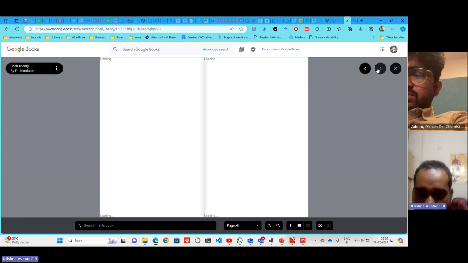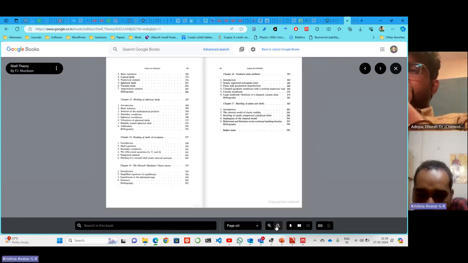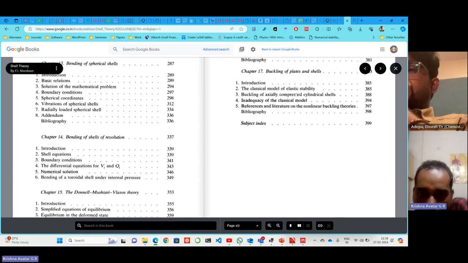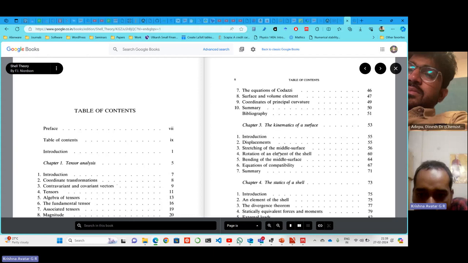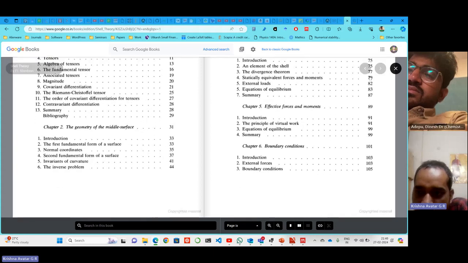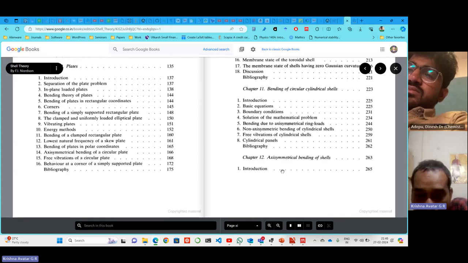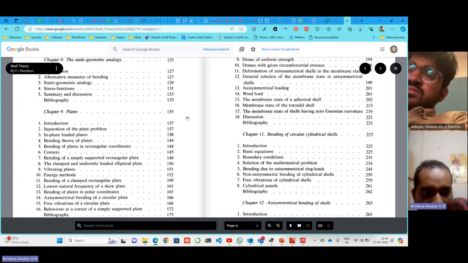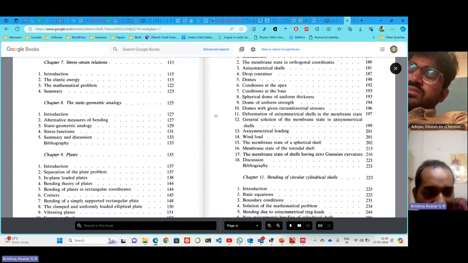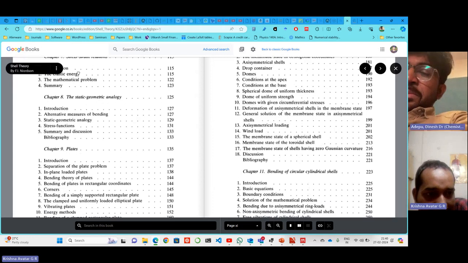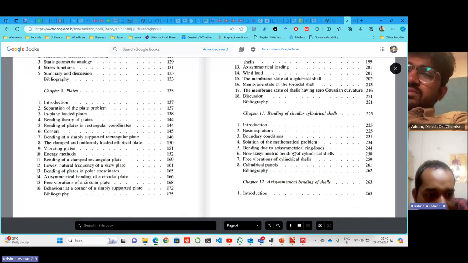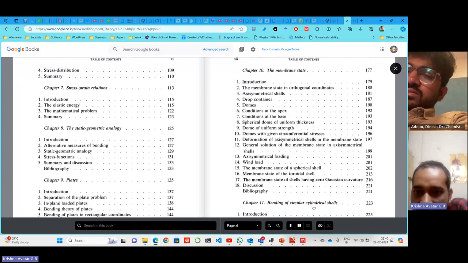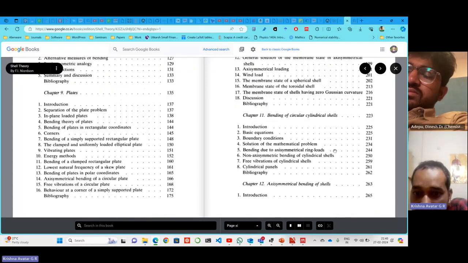So I'll just zoom in. We were here, kinematics and statics of a shell. Then we'll look at the relevant parts just to understand the terms. That's our aim, not to go through the whole book. So stress-strain relations, static-geometric analogy, plates. Obviously, plates is not what we are looking at. Membrane state we are also not looking at.